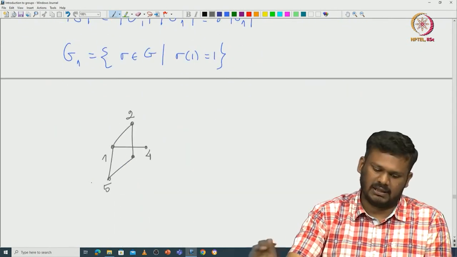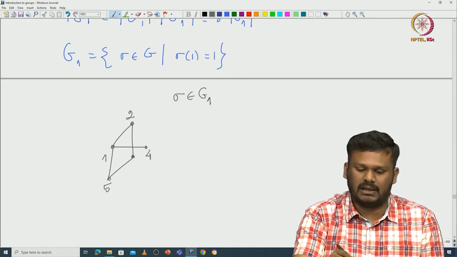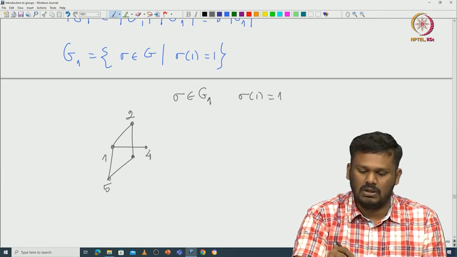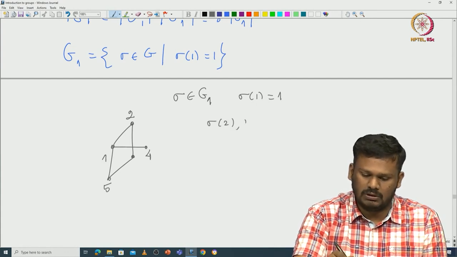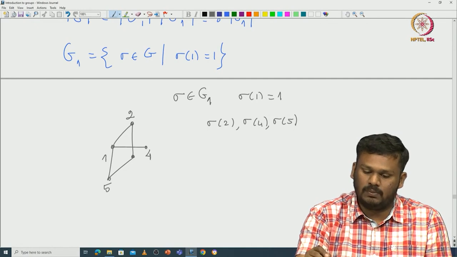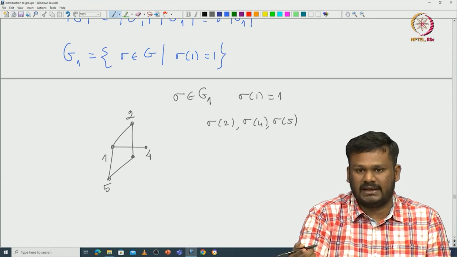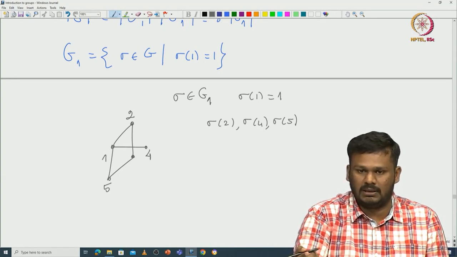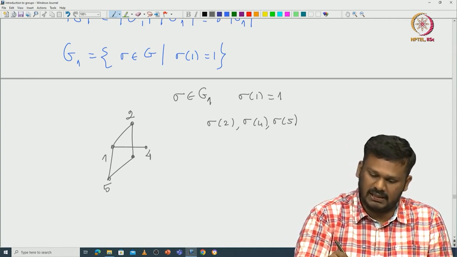So, if you take some sigma in G1, then we know that sigma of 1 is 1. So, what about sigma of 2, sigma of 4, sigma of 5? What properties should these vertices have? They all should be connected with 1, because 1 is connected with 2. So, sigma of 1 should be connected with sigma of 2. That means, since sigma of 1 is 1, sigma of 2 is connected with 1. These are just connected with 1.